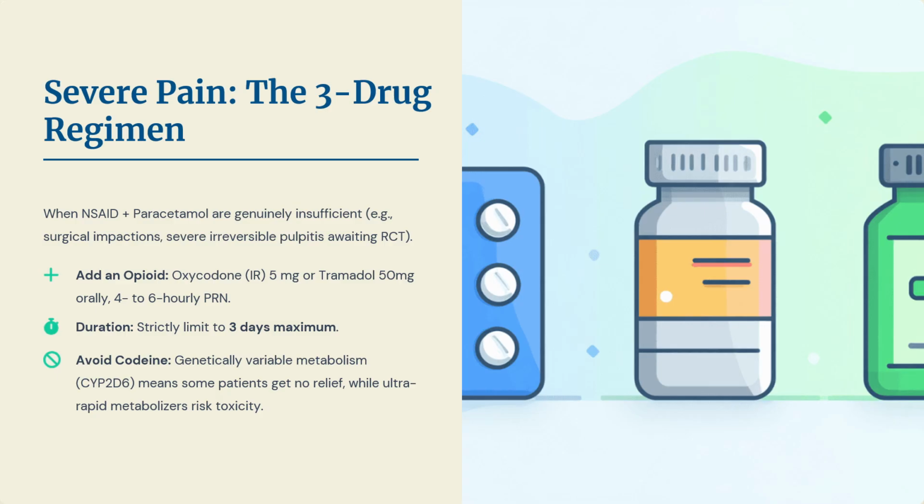Now this is the three-drug regime, as explained earlier, when NSAIDs plus paracetamol are genuinely not enough, in cases such as surgical impactions or irreversible pulpitis where the patient is waiting for root canal treatment. You can add an opioid analgesic, which is Oxycodone 5 milligrams or tramadol 50 milligrams, 4 to 6 hourly. And these you have to restrict to a max of 3 days, right? And avoid codeine.